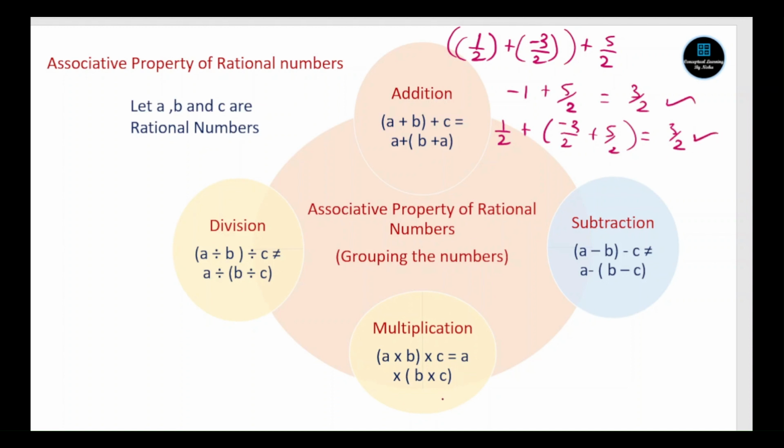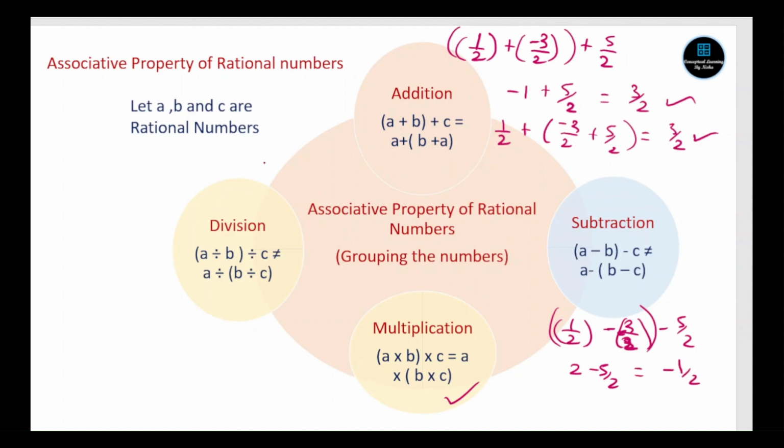Same way you can easily prove it for multiplication. It is valid. Now let's check for subtraction. I'll just take these numbers only. I'll subtract them: 1 half, I am subtracting negative 3 over 2, and then I'll subtract 5 over 2. So what will happen here? First of all, if I take this group, I'll get negative, negative, positive, 3 plus 1, 4 over 2. 2 minus 5 over 2 gives me negative 1 half.